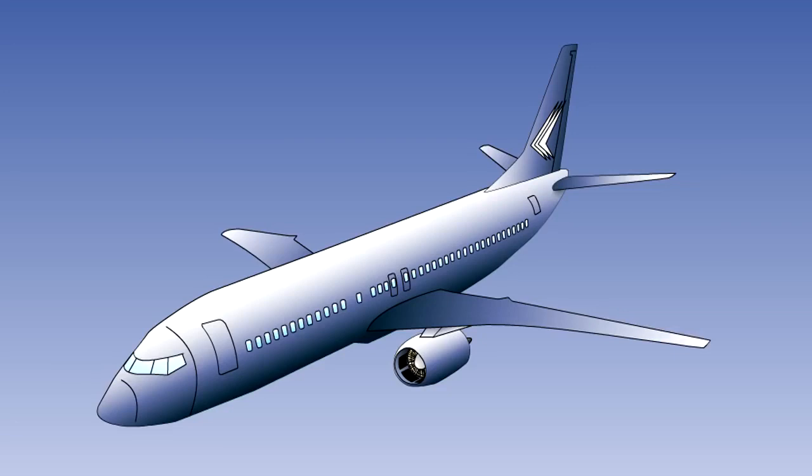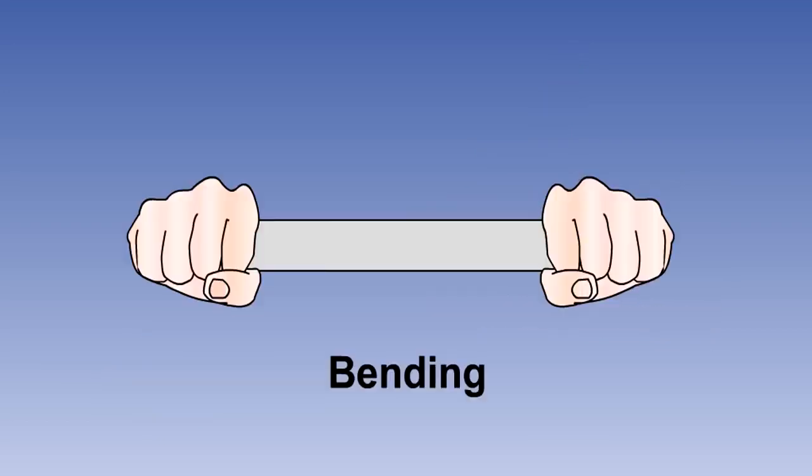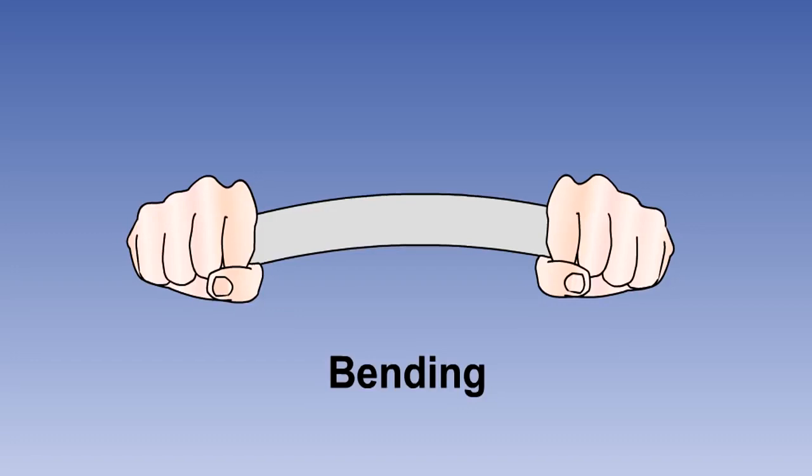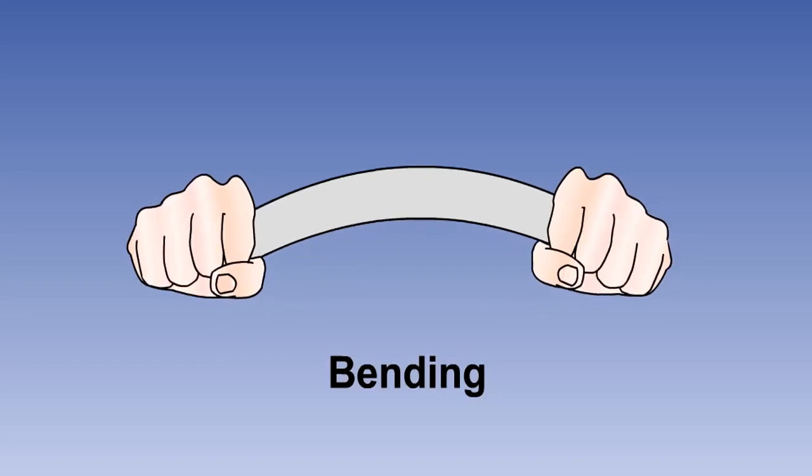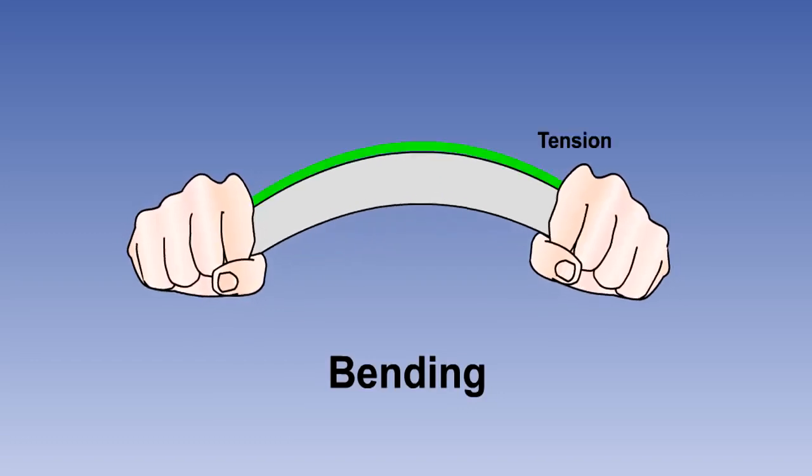Most loads to which aircraft components are subjected are a combination of two or all three of these basic loads. Bending of the structure involves the three basic loadings. They are tension as the outer edges stretch, compression as the inner edges squeeze together, and shear across the structure as the forces try to split it.